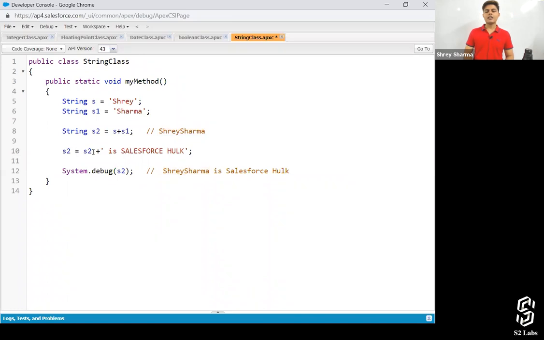And if I write s2 equals s2 plus ' is Salesforce Hall', then in that case, if I debug this, the complete string that I'm going to get in s2 is Shrey Sharma is Salesforce Hall. Simple, right?